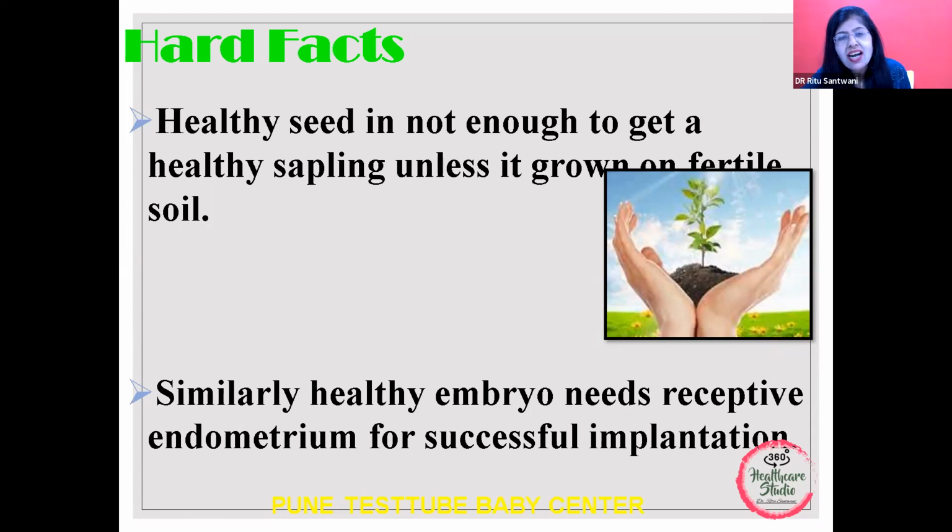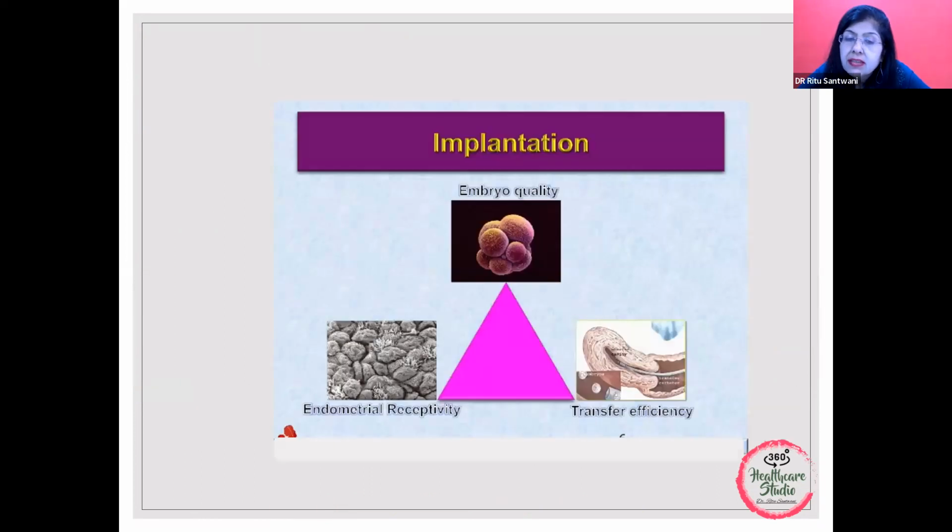So now what are the hard facts, as we are all aware? A healthy seed is not enough to get a healthy sapling unless it is grown on fertile soil. Similarly, a healthy embryo needs a receptive endometrium for successful implantation. So here we can see that for implantation, endometrial receptivity, embryo quality, and transfer efficiency are very important.